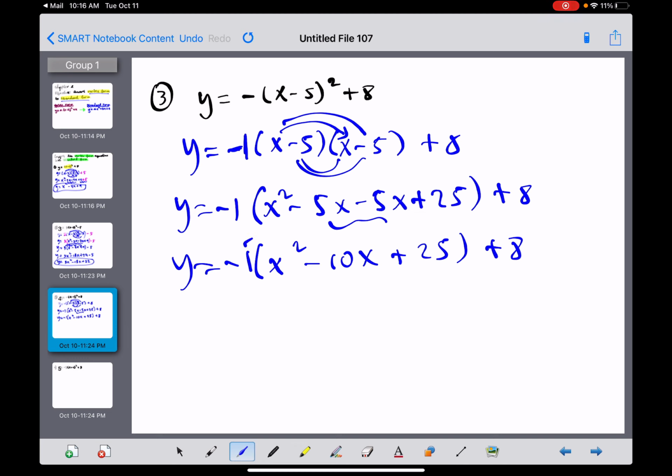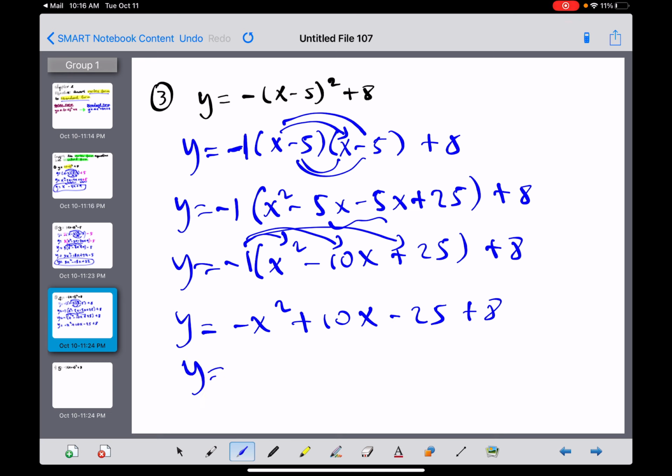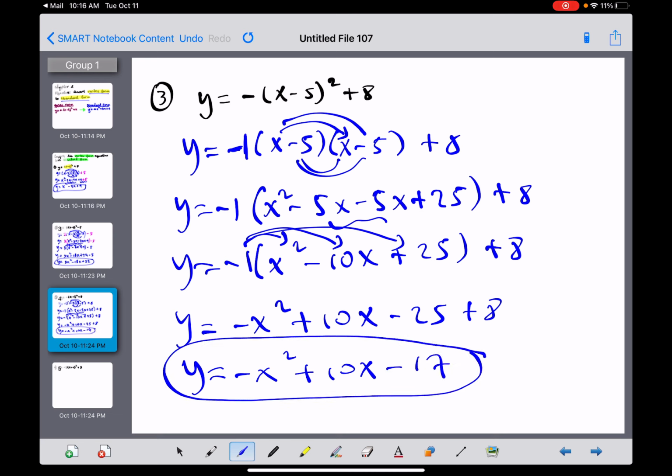Okay, now we multiply out the negative 1 into the parenthesis, okay? Then we have negative x squared, positive 10x, minus 25 plus 8. So y is equal to negative x squared plus 10x minus 17. And right there, that's your standard form, okay? Okay, moving to the last problem.